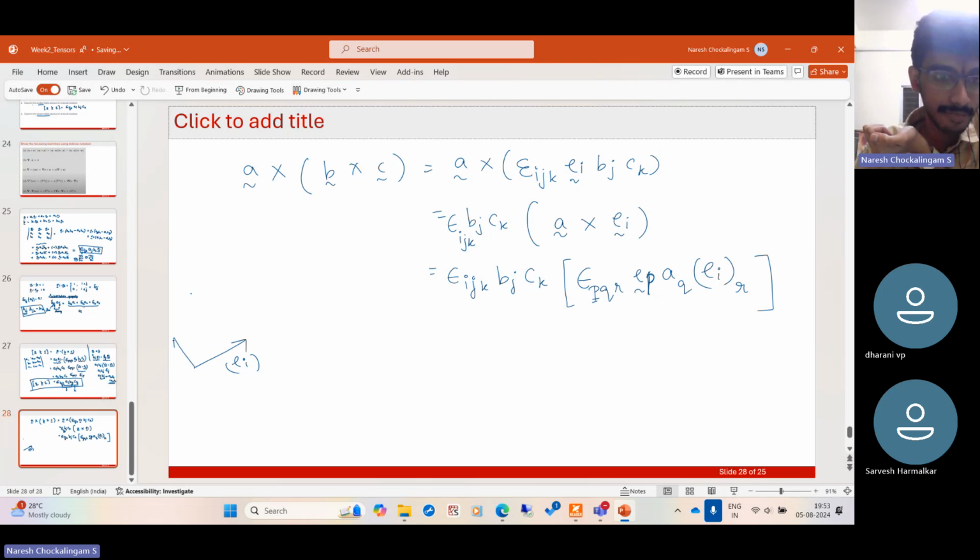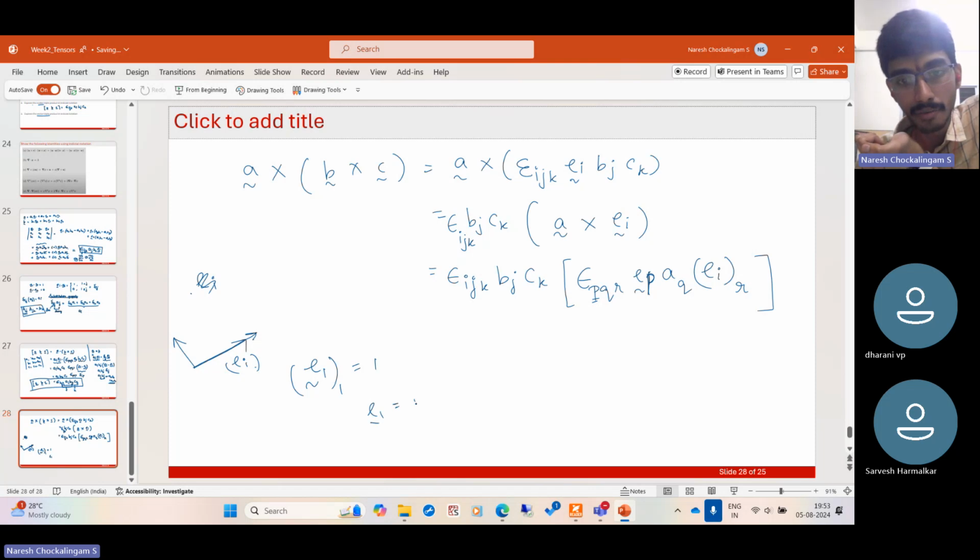So if this is a basis, if i and r are the same, so for example, let's do it with an example. If you take e1, its first component is 1. So e1 is nothing but 1, 0, 0 in the same basis. So its first component is 1, but its second component is 0. So ei's jth component is equal to 1 if i equals j, and 0 if i is not equal to j. So e1's first component is 1, second and third components are 0.